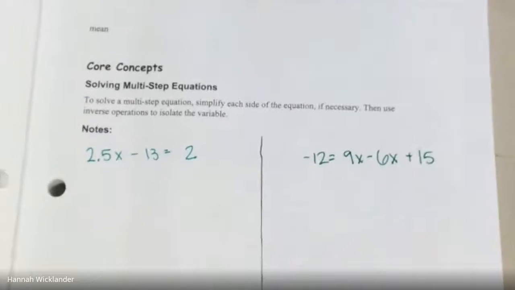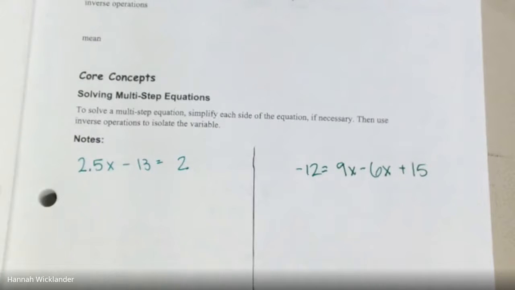But today we're going to be solving two-step equations. So for solving two-step equations, you're going to try and get the variable by itself like we did for one-step equations. There's just going to be some extra steps. So to solve a multi-step equation, simplify each side of the equation, then use inverse operations to isolate the variable.